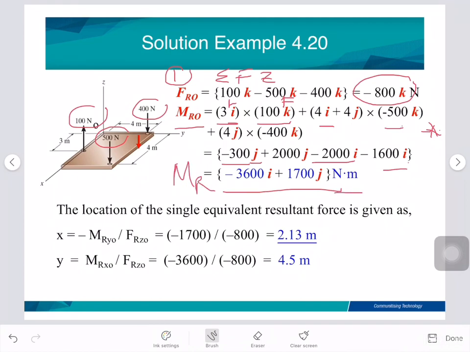So after we determine the moment resultant, then we can determine the location. So for the X, we have the negative moment Ry divided by FRZ. So because of this negative, we put negative, so this one is negative 1700 divided by negative 800, so we get 2.13 meters for the X. And for Y, we get negative 3600 divided by negative 800, so we can get 4.5 meters.